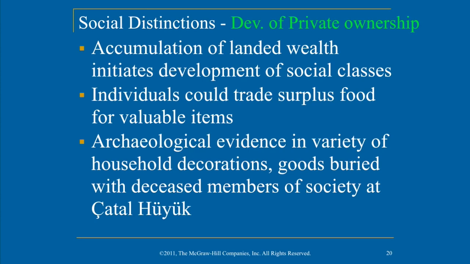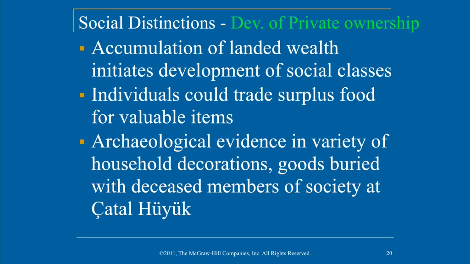Individuals could trade surplus food for valuable items. Now, land is important because you have a lot of land to grow food. And again, we're keeping that calorie content and not dying at the cornerstone of our understanding of history. And when individuals have, say, hundreds of acres of land compared to an acre of land, you can take all that extra food that you're growing on there and trade it away for valuable items that make your life maybe happier. Archaeological evidence and a variety of household decorations: we start to see, especially in Çatalhöyük, that there are rich homes and there are poor homes. There are people with really ornate designs in their home and extra stuff. And then there's some people that don't have a ton of stuff. And we see that through the goods buried with those deceased members at Çatalhöyük.